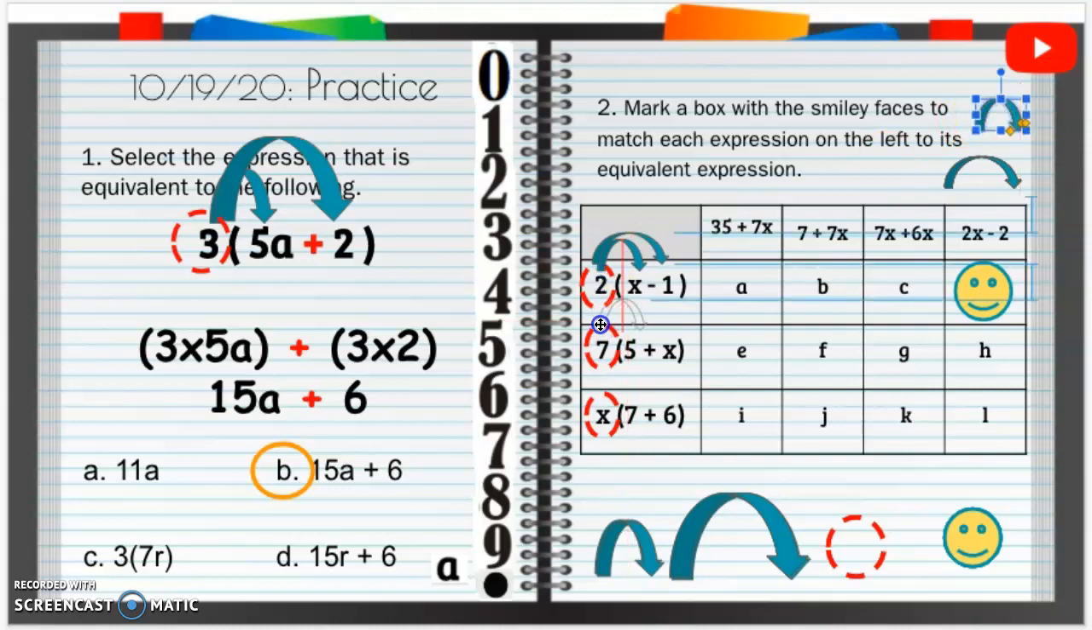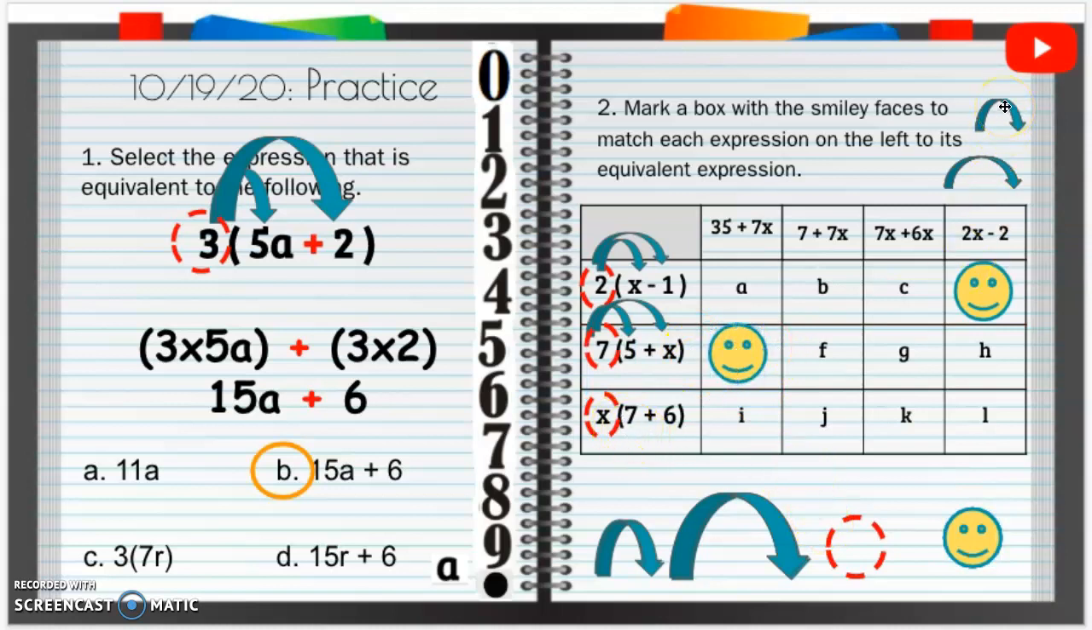All right, this 7. The first number it's going to be distributed to is that 5. 7 times 5 is 35. Maybe it could be this one. Then we have plus. Yep, we've got a plus here. It matches. Let's take a look at the next part. That 7 times x is just going to be 7x. Yep, winner, winner, chicken dinner. Our answer to this one is, in fact, E, or this box.